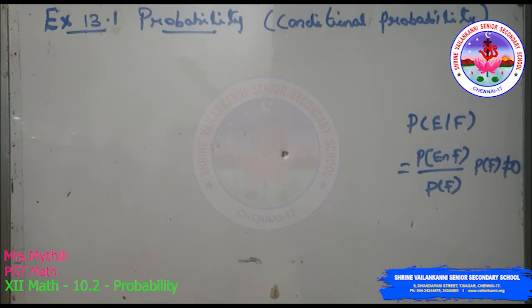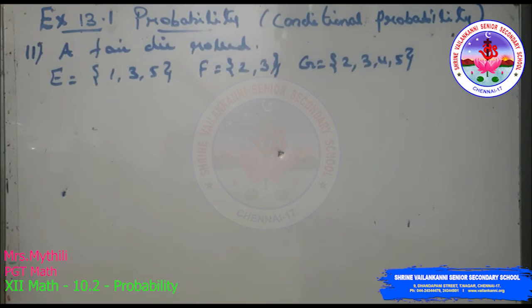Probability. We are doing conditional probability. Exercise 13.1, question 11. A fair die is rolled. Consider events E = {1, 3, 5}, F = {2, 3} and G = {2, 3, 4, 5}. We have to find P(E|F) and P(F|E).